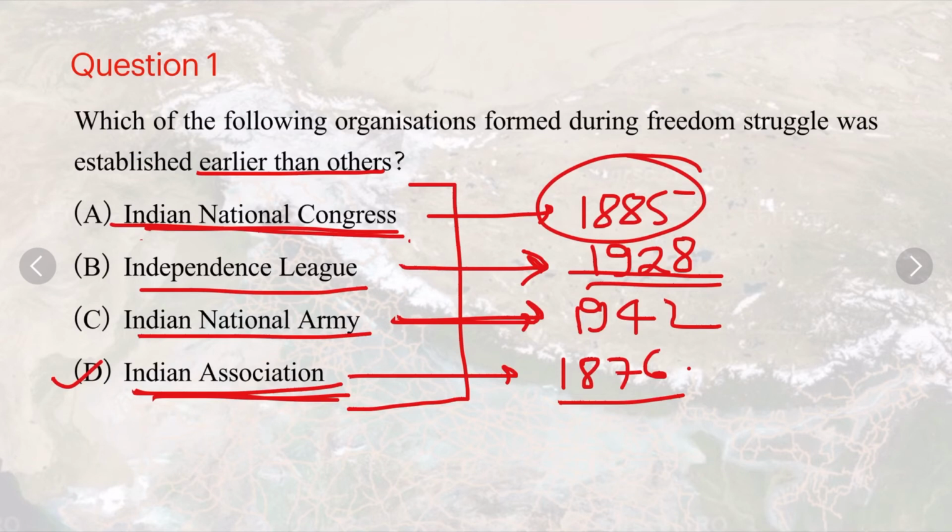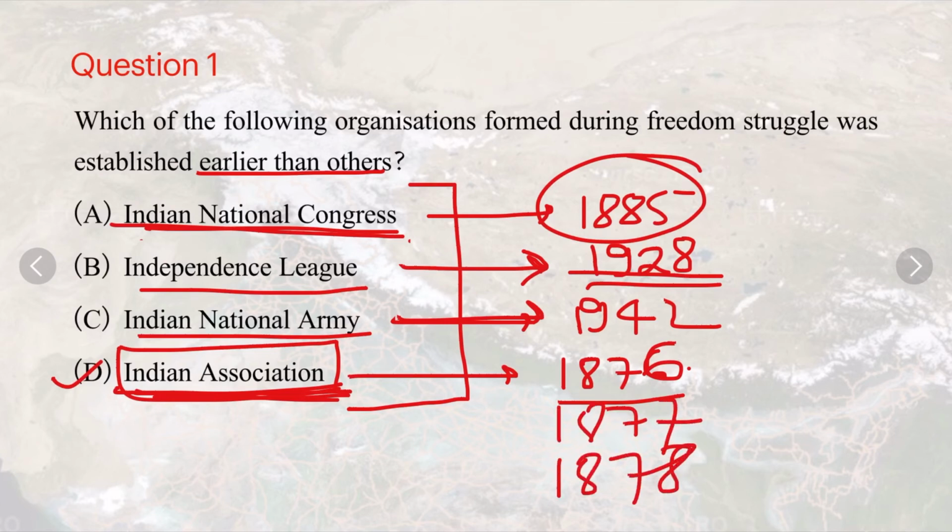But then again, a different type of question can be asked, where you can be directly asked in which year this organization was established, like Indian Association was established in which year. Such type of questions will become difficult, okay, because then you'll have to tell the exact year. Okay, it was 1876, and then the options can be very difficult if you are asked कि अच्छा इंडियन एसोसिएशन was established in which year, and then you are given the options 1876, 1877, 1878. Such type of options will be given, and then the question will become difficult.